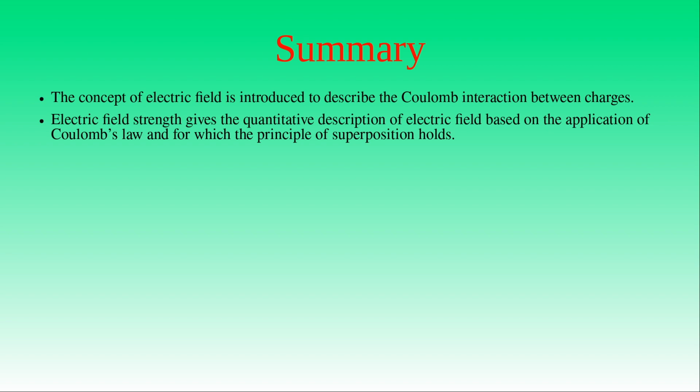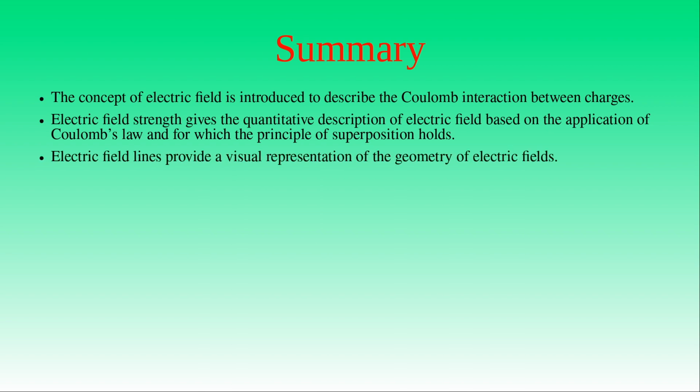We saw that electric field lines provide a visual representation of the geometry, that is, the spatial distribution of electric fields. The direction of electric field is the tangent to the field lines at any point, and by convention, the number of the field lines per unit area at a given point in space is equal to the magnitude of the field strength at that point.